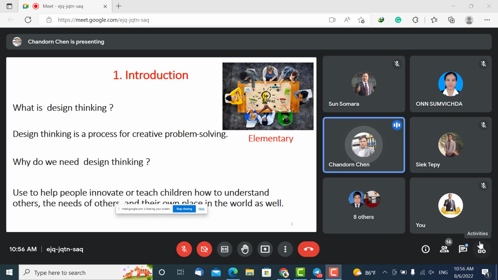So why do we need design thinking? Design thinking is very important because it helps teach children how to understand others, the needs of others, and their own place in the world as well. Sometimes the real problem happens around the world, around the country, in the family, or around the school. So we use design thinking for the students to solve that problem.